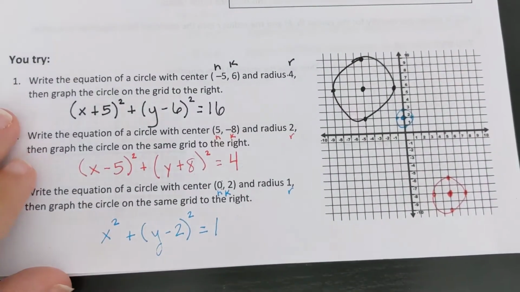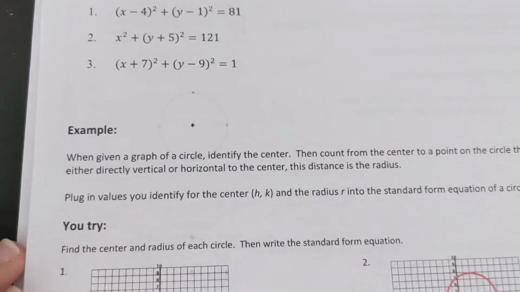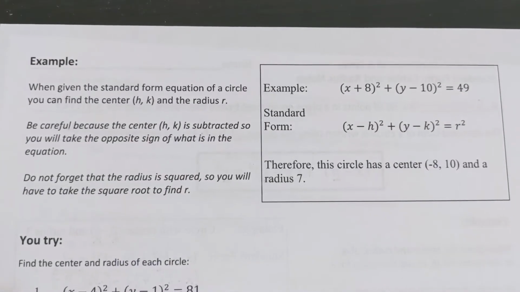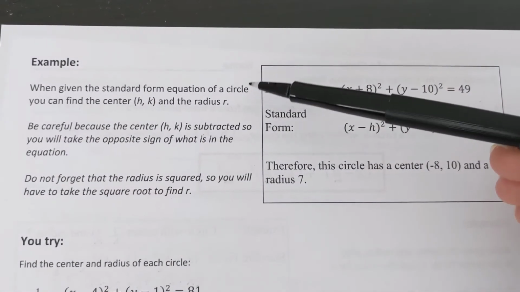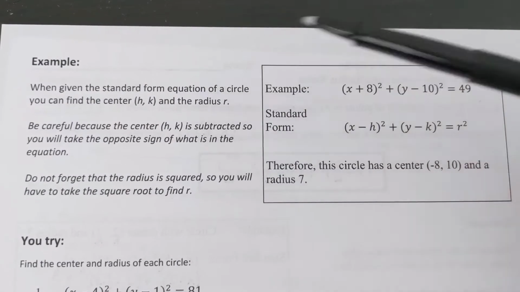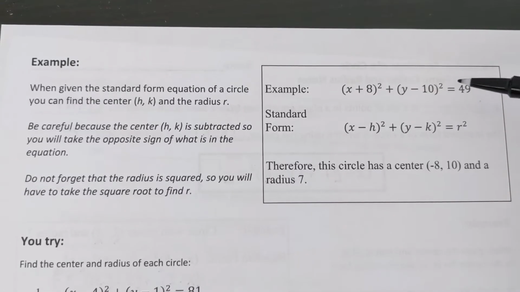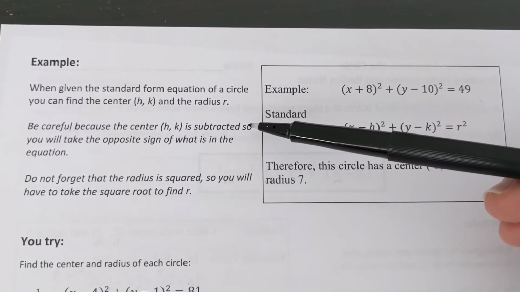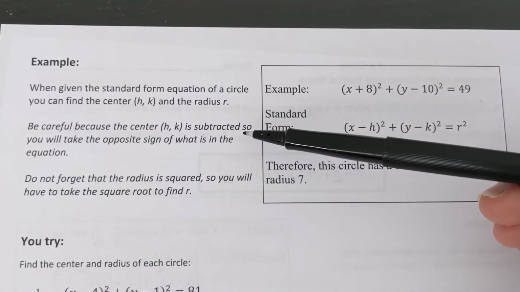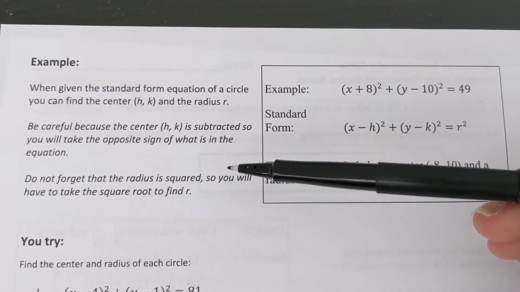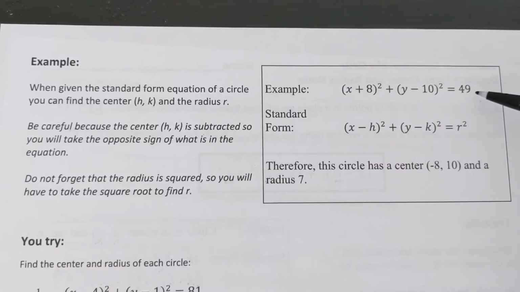So now, you might be asked to work in the other direction. When given the standard form equation of a circle, you can find the center and the radius. Sometimes they'll give you the equation that we were just learning how to write, and they'll ask you from that equation, what is the center and what is the radius? So we're just working backwards from what we did. Again, be careful because h and k is subtracted, so we have to do the opposite of what that looks like. Also, we cannot forget that the radius is squared. So in order to get what the radius is, we have to square root that number.